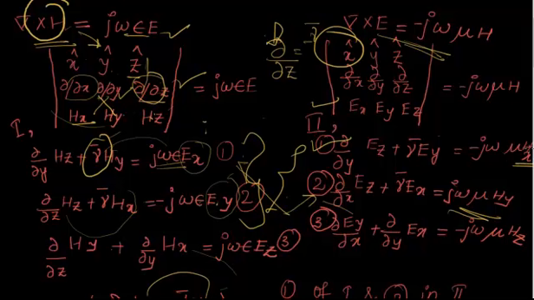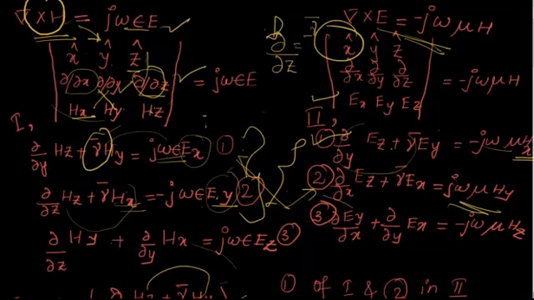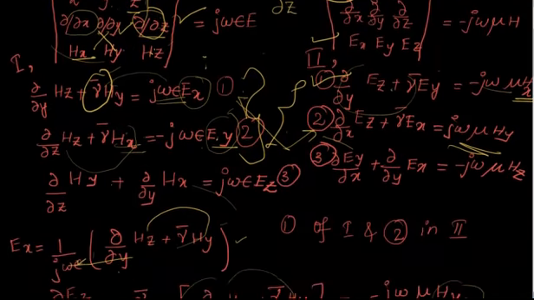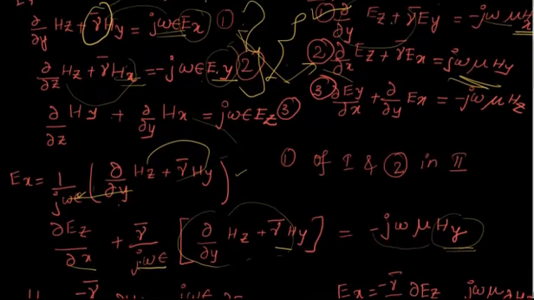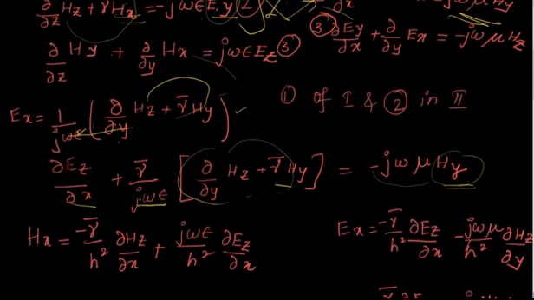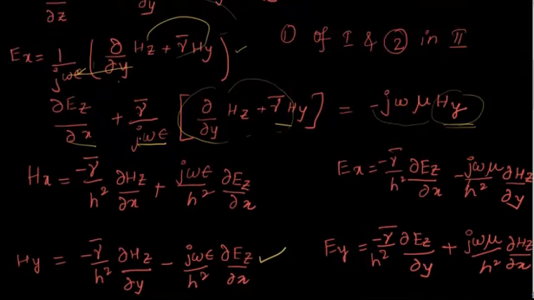That is, you take this minus 1 by J omega mu this side and substitute this in this second equation. So you'll get Ey. This method is used to get these equations. These are the equations you have to remember for the next lecture.